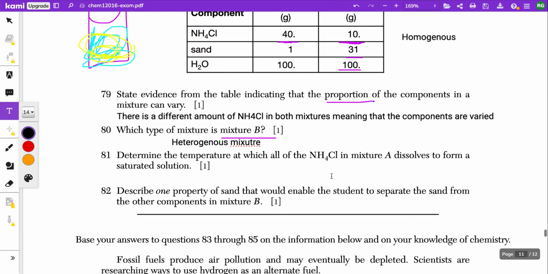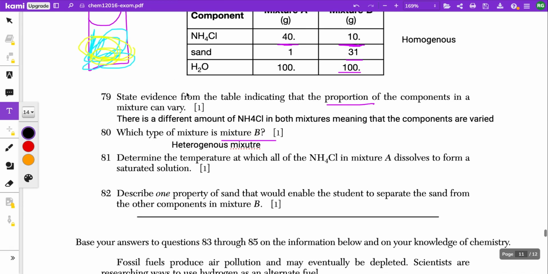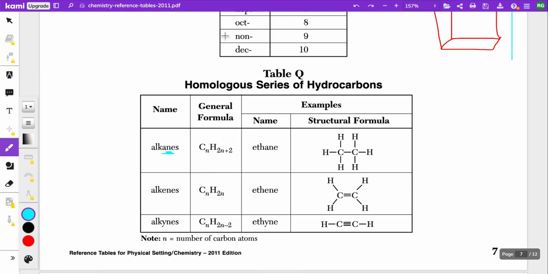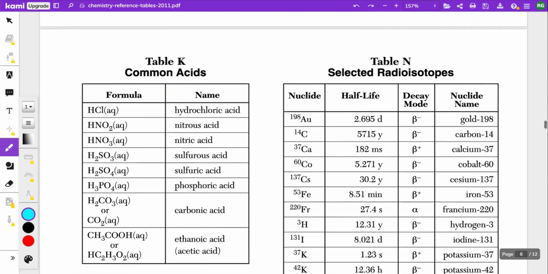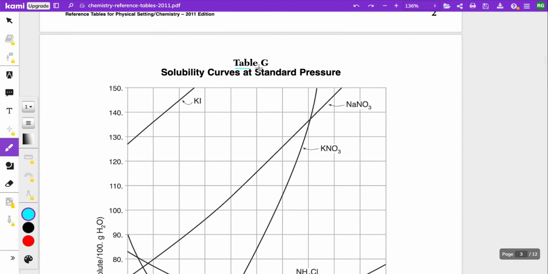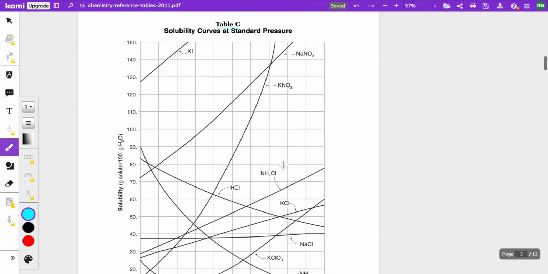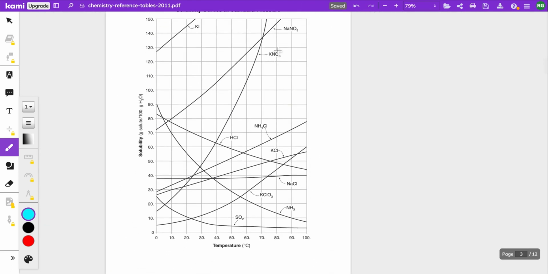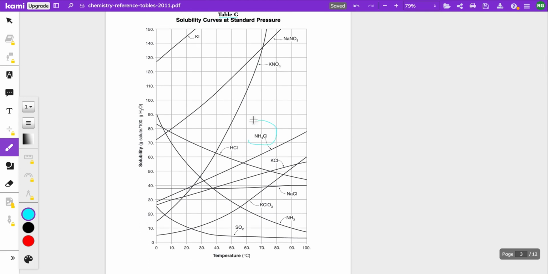Determine the temperature of the saturated solution. For this problem, if it's talking about saturation, unsaturated, stuff like this, you should be thinking Table G. Table G shows you how much of whatever thing, in this case NH4Cl, you have to dissolve for it to create a saturated solution, right? Anything on this line means that if you add this much of it, it's going to start being saturated.